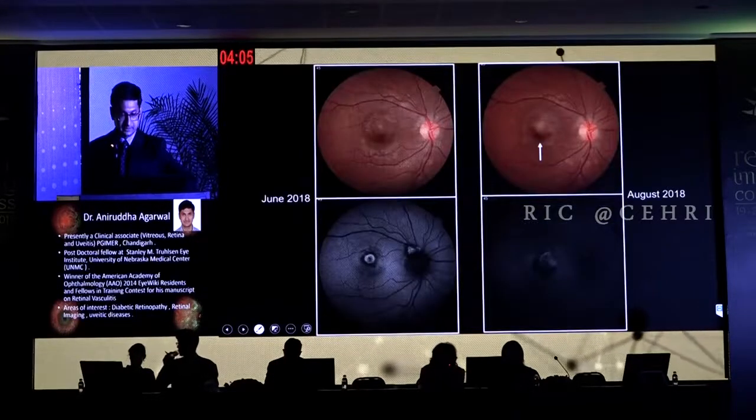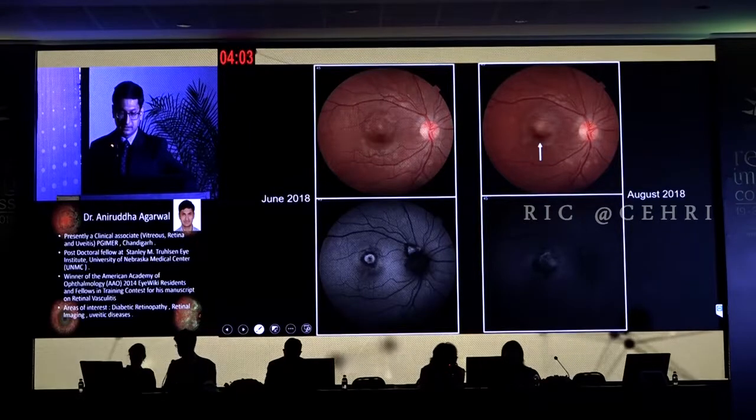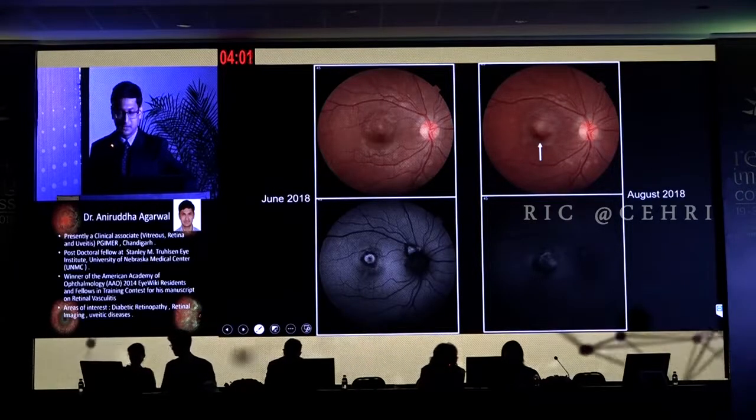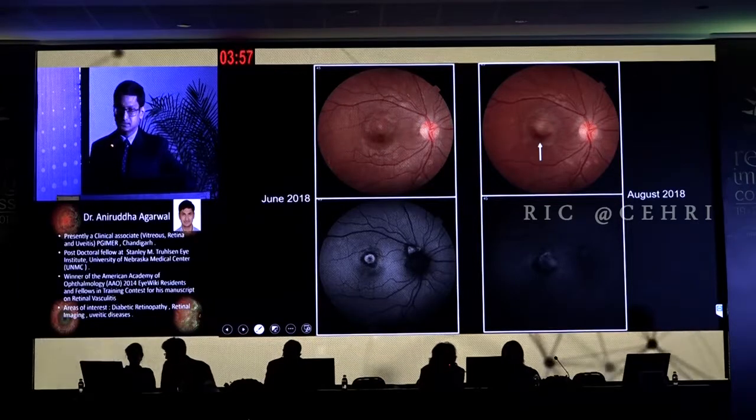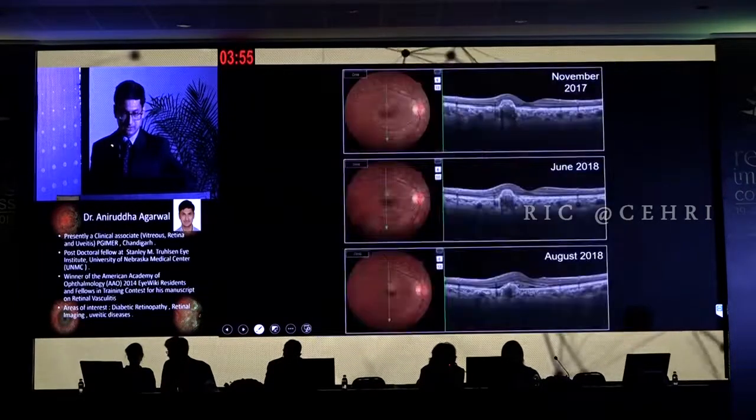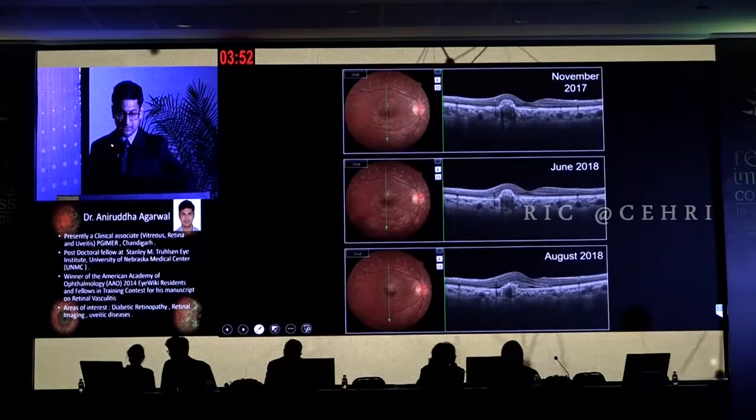And this is the patient back to us in about 2 months in August. And here you can appreciate the presence of retinal heme, and that's causing the blocked signal on the autofluorescence. So if you look at the OCT in August, you have the fluid coming up.